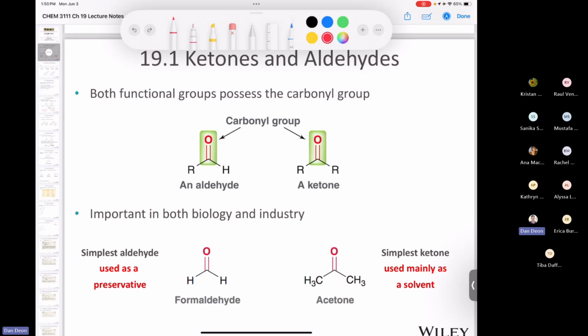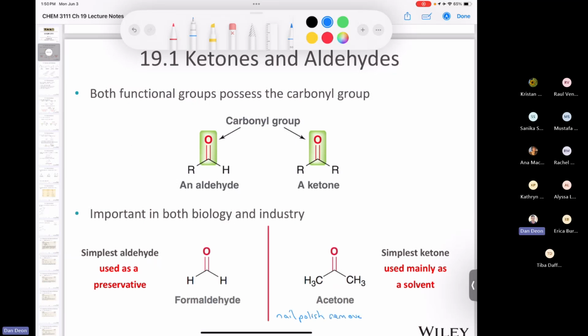For example, the simplest possible aldehyde that you can have is formaldehyde. And you guys probably know that that's used as a preservative. Formaldehyde itself is actually a gas, but you bubble it through water to make formalin, which is used as a preservative. The next one, on the bottom right-hand side, is the simplest possible ketone, and that's acetone. And acetone is nail polish remover.